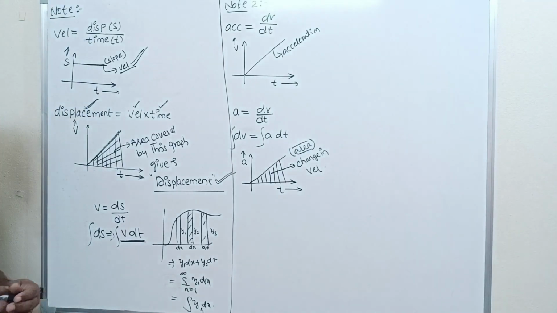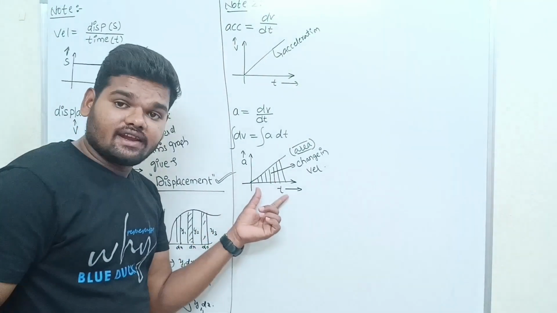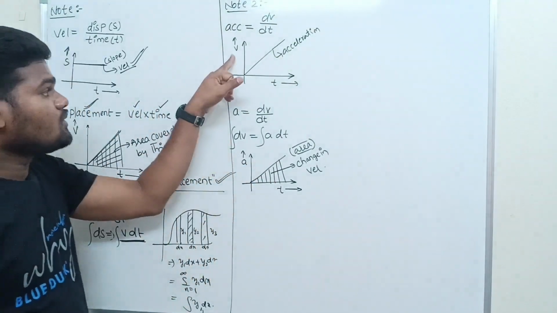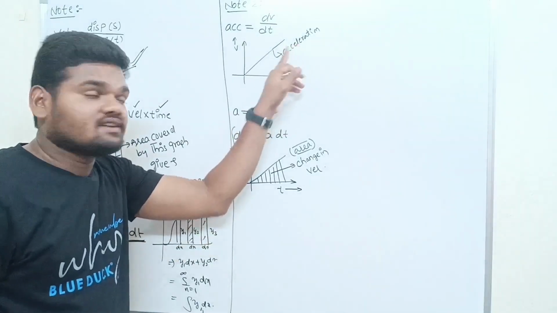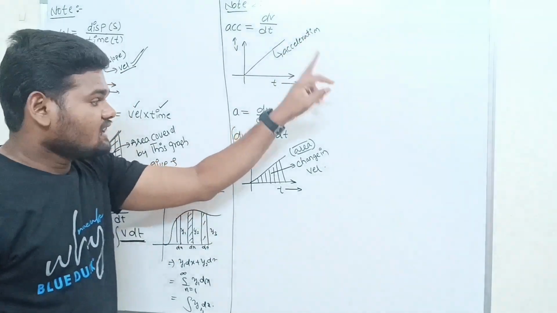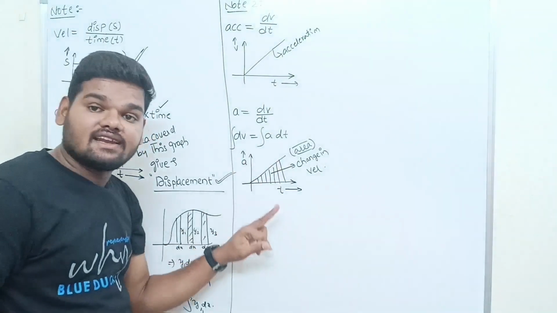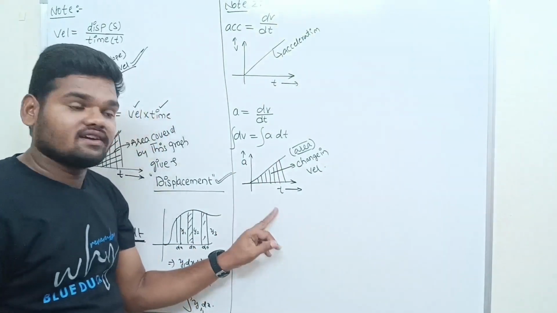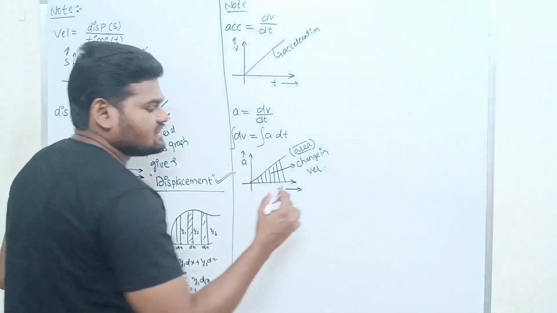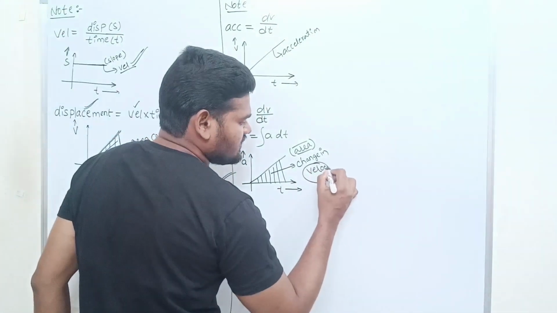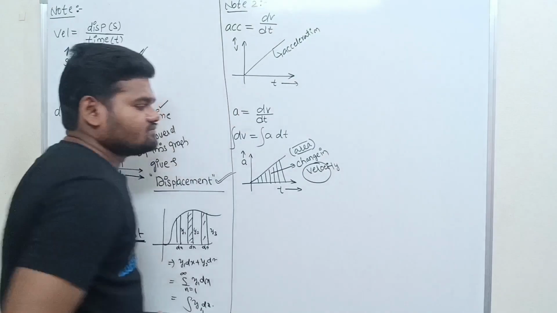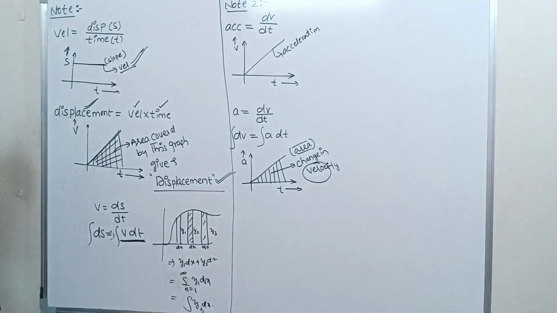Are you getting any doubts? So the slope of the graph of v versus t gives what? The slope gives acceleration. And the area covered by the acceleration versus time graph gives what? Change in velocity. And this gives what? Velocity. Okay. Are you getting any doubts?